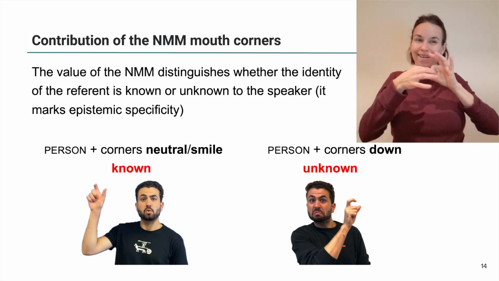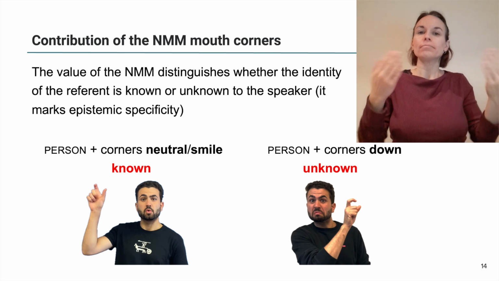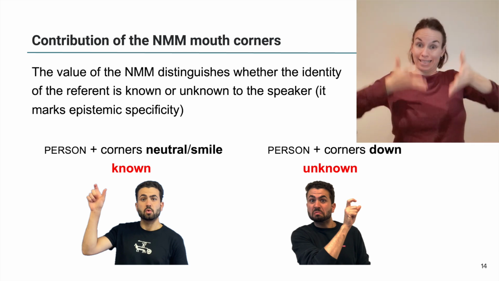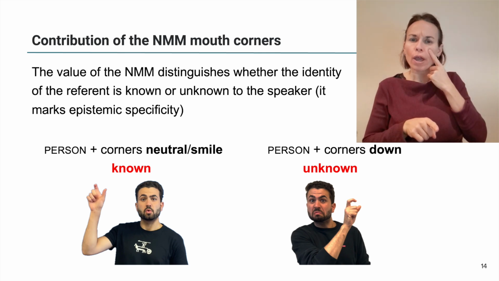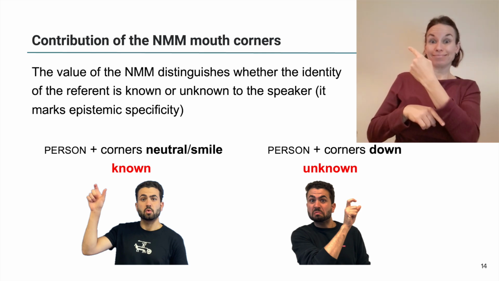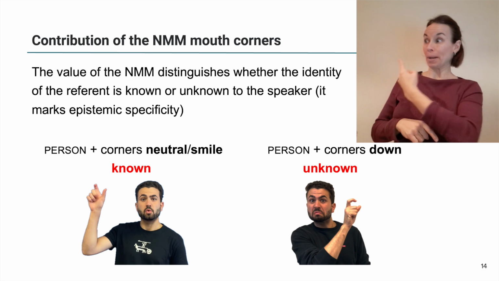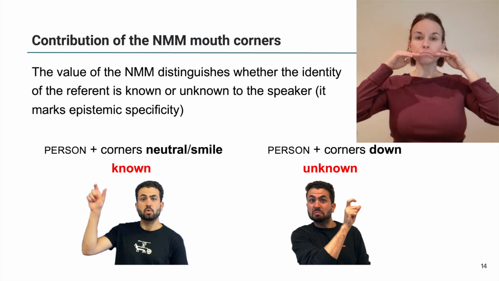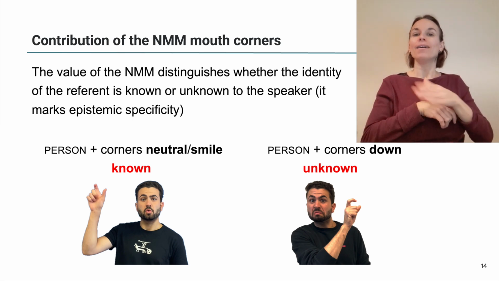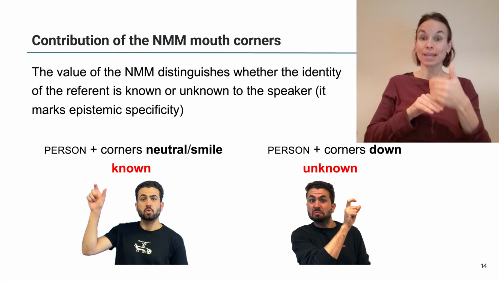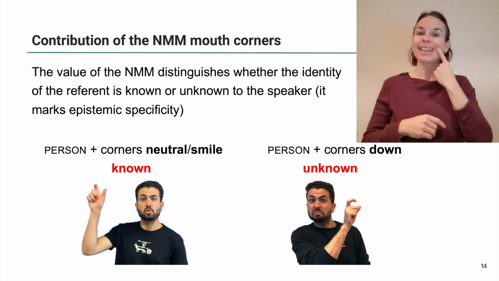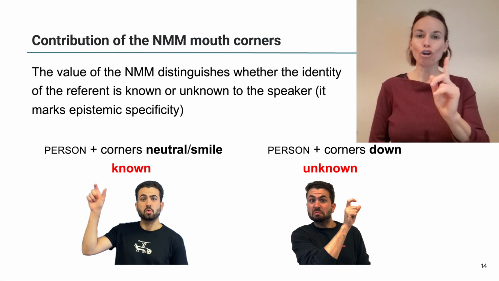With respect to the contribution of the non-manual marker, we have observed that the value of this non-manual distinguishes whether the identity of the referent is known or unknown to the speaker. So it marks epistemic specificity. On the slide, you have the use of the same indefinite sign, person. In the first case, used with corners neutral, could be as well with a smile, and it is used for a known referent. And in the second case, we have the same sign produced with corners down, encoding that the referent is not known to the signer.